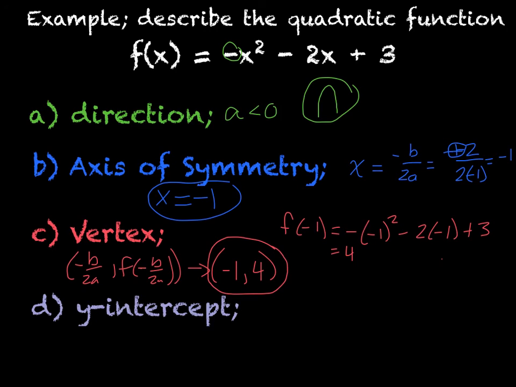And finally, the last step is to find my y-intercept, which is my c, and I know c is equal to the last constant term there, which is 3, so my y-intercept is going to be 0, 3. And that's how I can find the information that I need to graph.